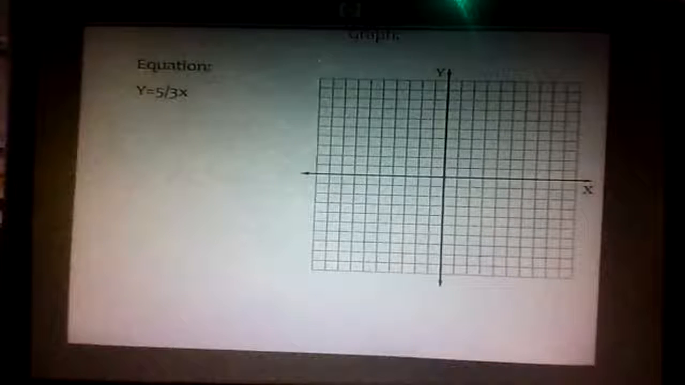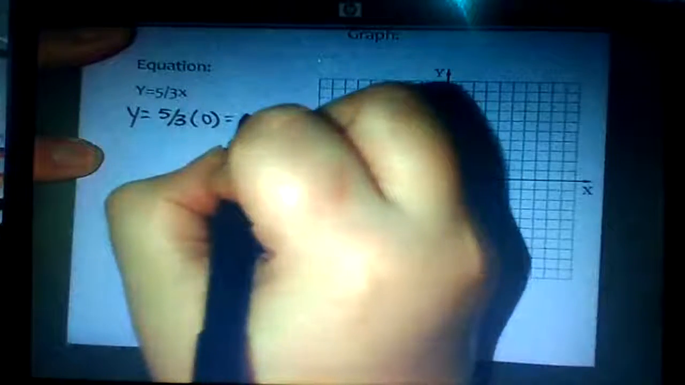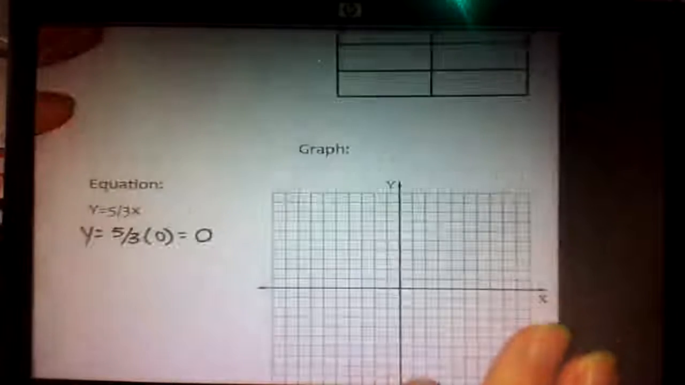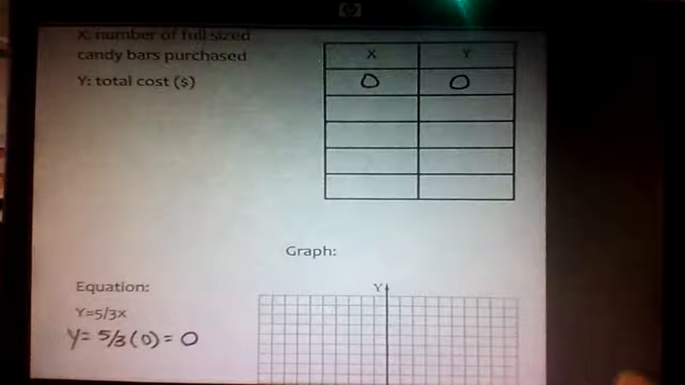Remember, I can tell you what x is, I can tell you what y is, and you can plug it in and solve. So, if I plug in 0 for x, y equals 5/3 times 0. Well, 5/3 times 0 is 0. So that gives you your first point of 0 comma 0. So your first point in your table should be 0 comma 0, because when I replace x with 0, my amount is 0.